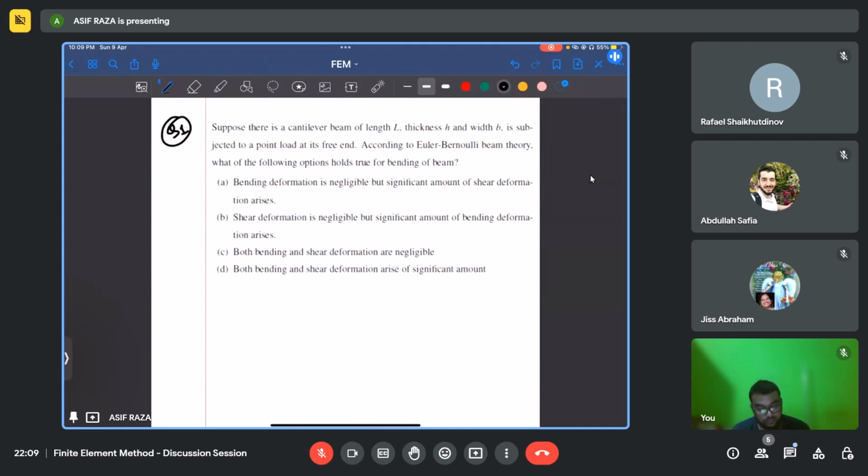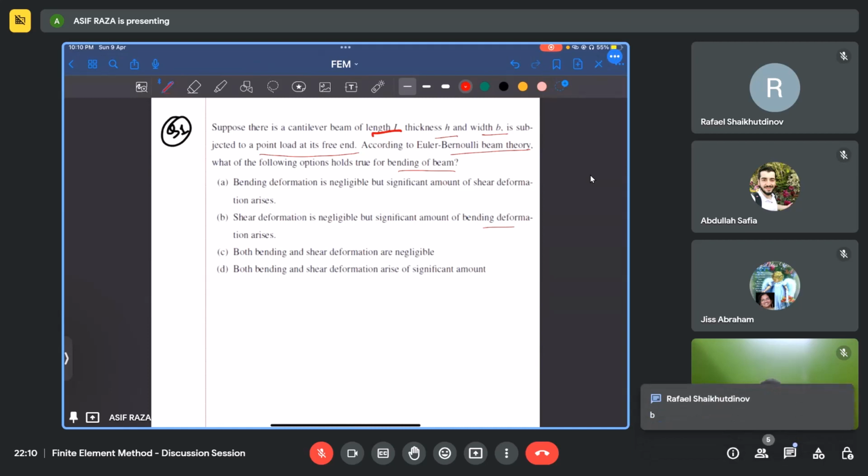Suppose there is a cantilever beam of length L, thickness H, width V. It's subjected to a point load at its free end. According to Euler-Bernoulli beam theory, which of the following options holds true for bending of the beam? The first option is bending deformation is negligible, but a significant amount of shear deformation arises. Second option, shear deformation is negligible, but a significant amount of bending deformation arises. Third is both bending and shear deformation are negligible. And the fourth option is both bending and shear deformation arise in a significant amount.